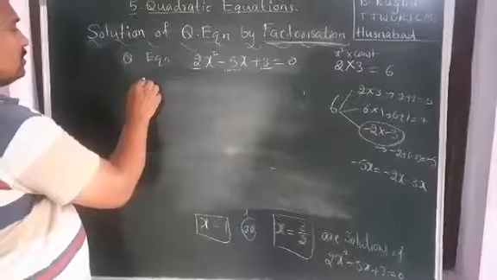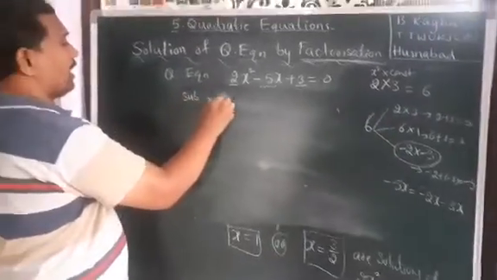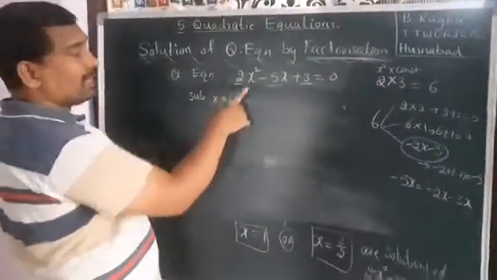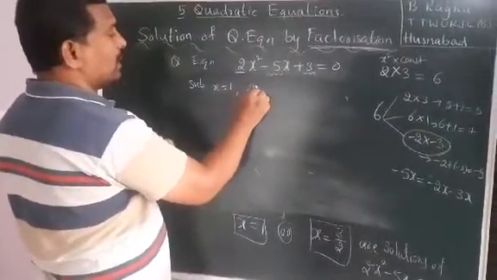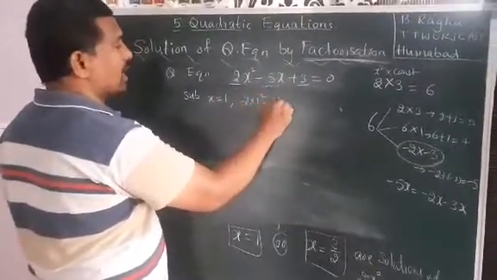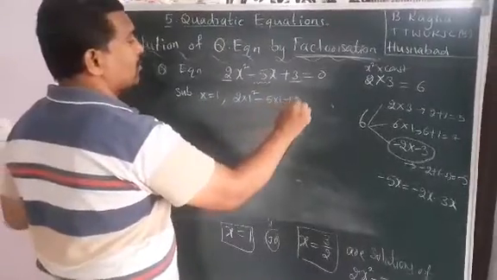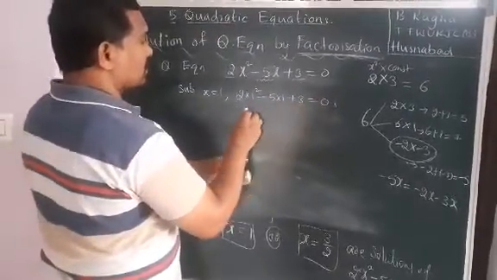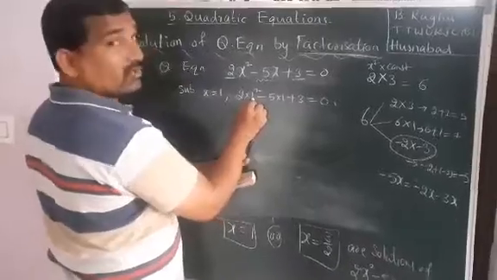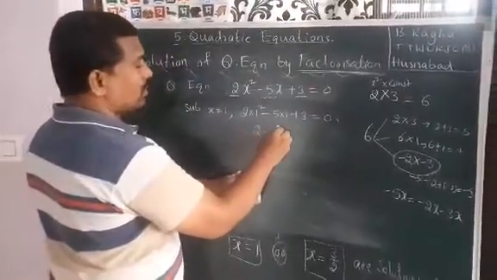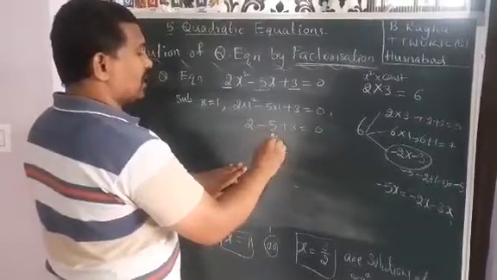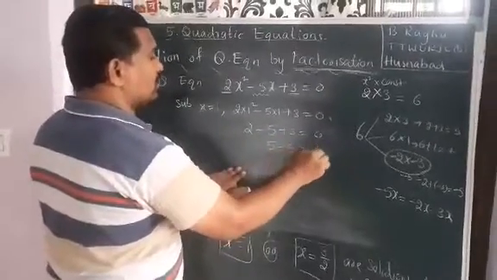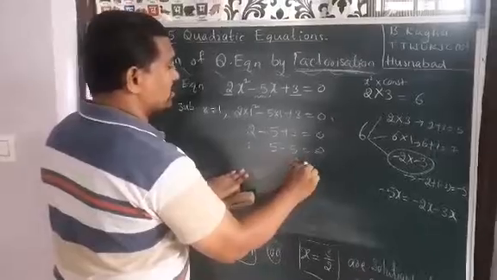Now let us substitute x equal to 1 here. In the place of x, substitute 1. Replace x by 1: 2 into 1 square minus 5 into 1 plus 3 equals 0. So 2 into 1 square is 2, minus 5, plus 3. 2 plus 3 is 5, minus 5 equals 0. 5 minus 5 is 0, equals 0.